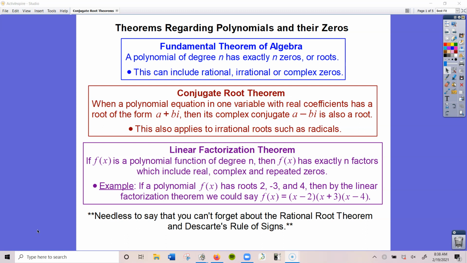Hey guys, today we're going to look at the remaining theorems regarding polynomials and their zeros. So first we're going to start with the fundamental theorem of algebra. Now this is actually one that we've already been using. The fundamental theorem of algebra states that the polynomial degree, meaning the highest exponent of the polynomial, will tell you exactly how many zeros you would have. And this includes both rational and irrational as well as complex zeros.